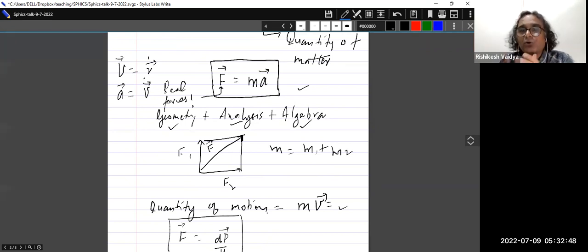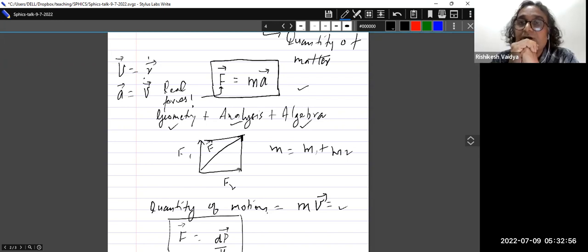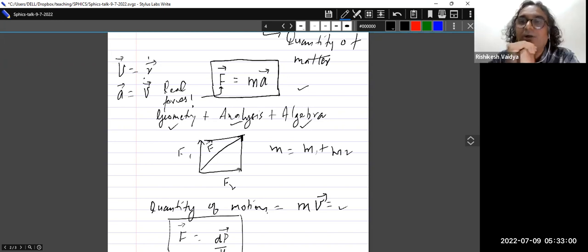So it is the product of mass. So here is my question. What is motion? Intuitively, what would you associate motion with? The product of mass and velocity. Mass times velocity, exactly. Or acceleration. Momentum. Momentum is the motion. Quantity of motion is, momentum is nothing but the quantity of motion.